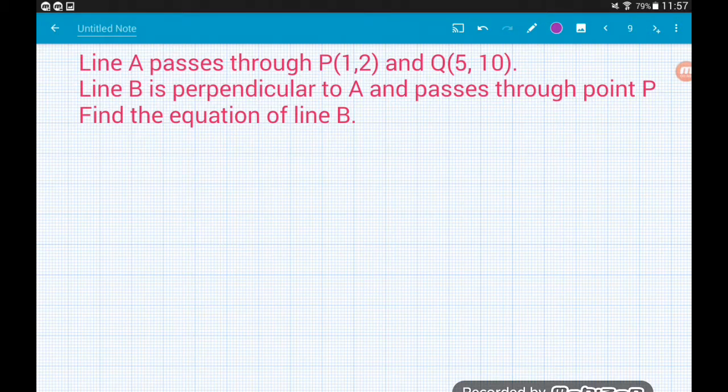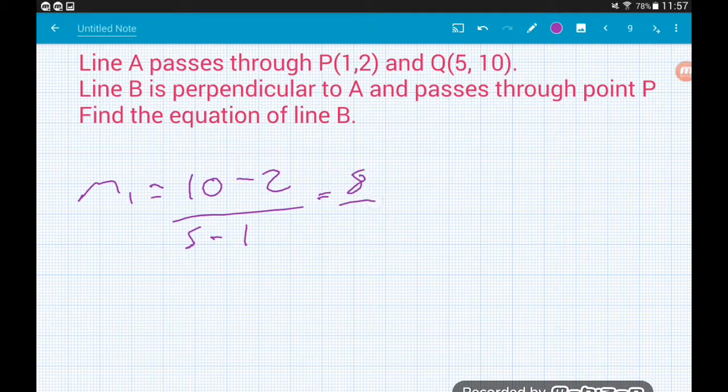Okay, so to find the gradient of A, let's call it M1. Remember that to find the gradient, when you've got 2 coordinate points, you find the difference in y. So here I'm going to do 10 take away 2, divided by the difference in x, so 5 take away 1. Now 10 take away 2 is 8. 5 take away 1 is 4. So 8 divided by 4 is 2. So M1 here is equal to 2.